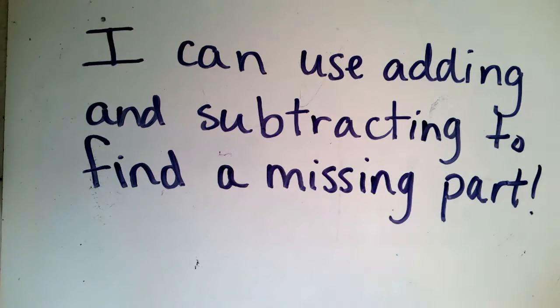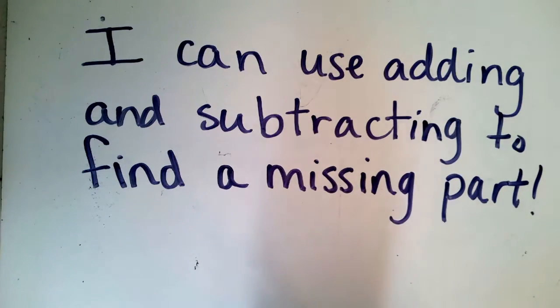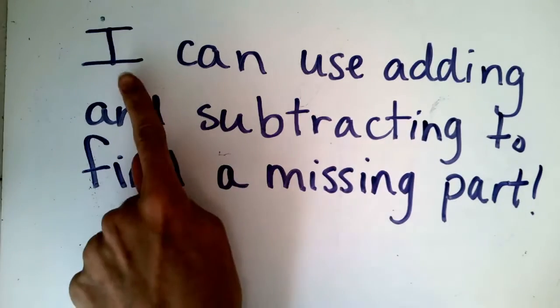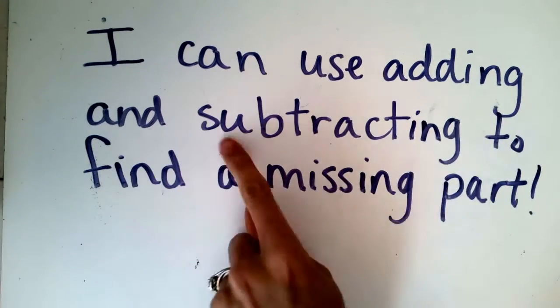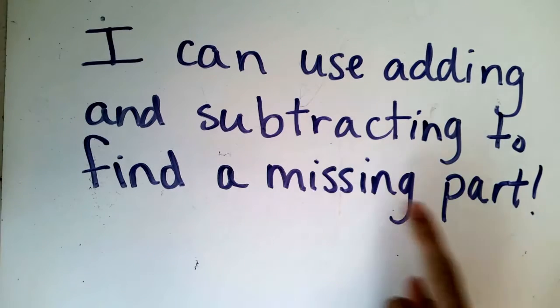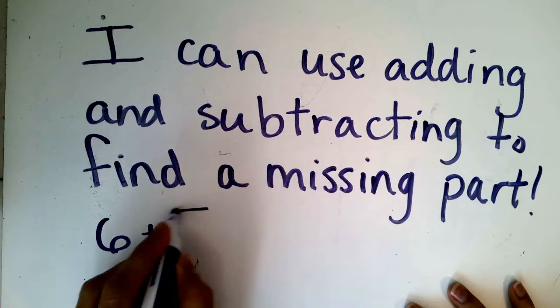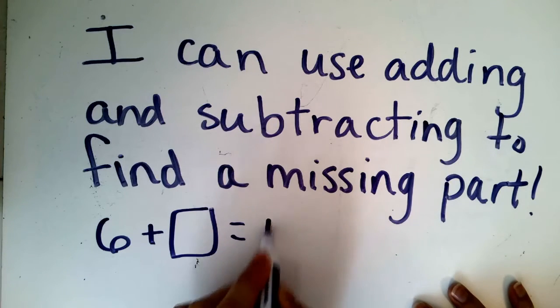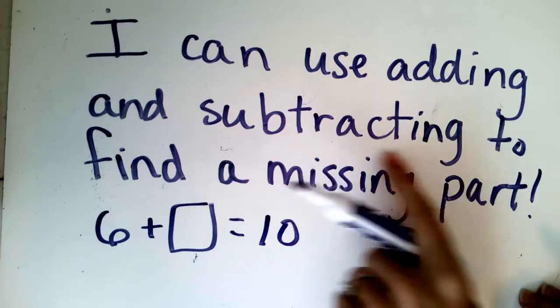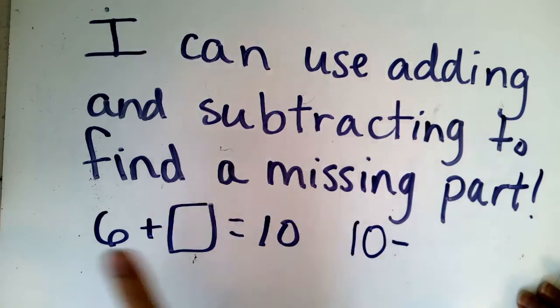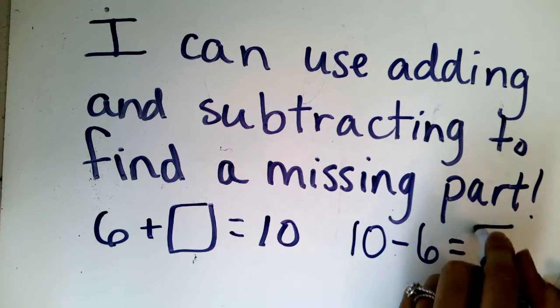Today we are going to continue finding those missing parts, first graders. It's a very, very important skill that we need to know how to do. And there are 2 ways we've been practicing, okay? Our I can statement has them both in it. Let's read. I can use adding and subtracting to find a missing part. Right, so that means we're talking about adding to find a missing part, like 6 plus something equals 10. Or we're using subtracting. 10, and we're taking away the part we know, take away 6, equals something.